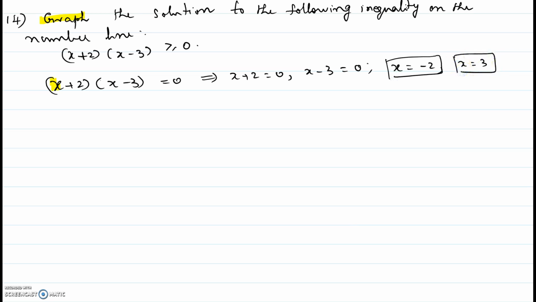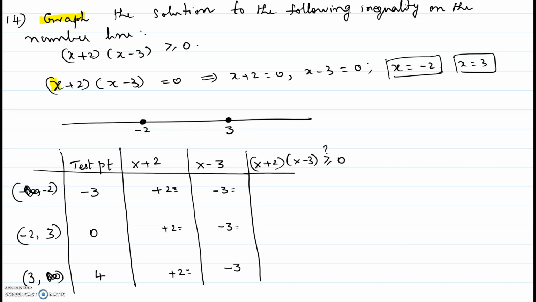So we are going to place these two numbers on the number line. It's negative 2 as a solid dot and positive 3 also as a solid dot. The reason we make them solid dots is that we have the inequality greater than or equal to 0. So when it says greater than or equal to or less than or equal to, when the equal to sign is included, we will make them solid dots on the number line.